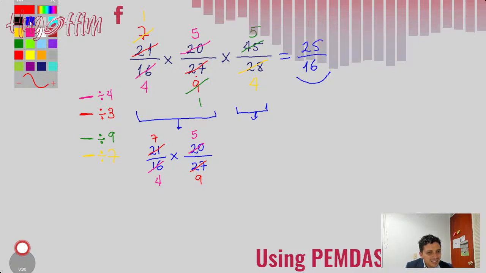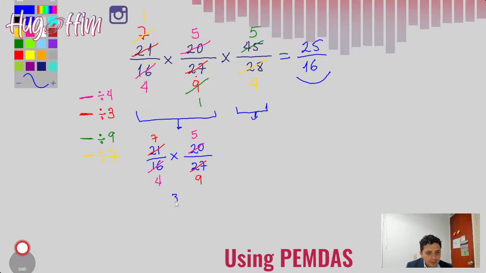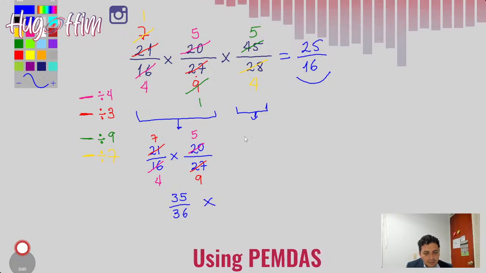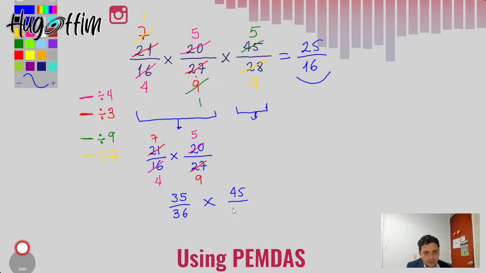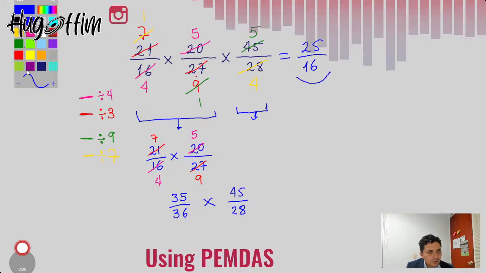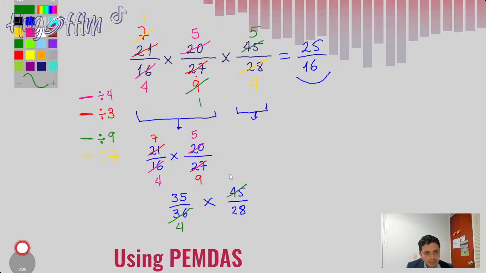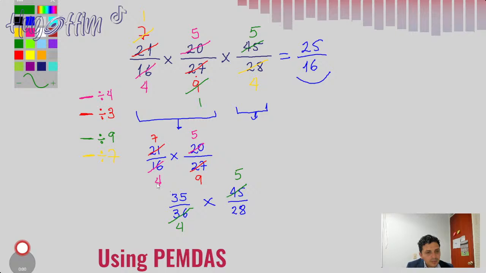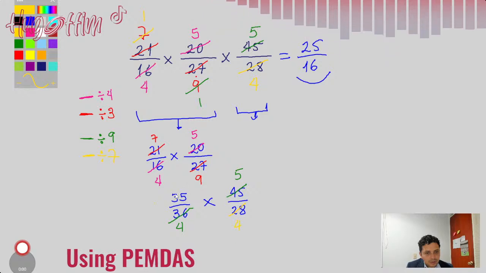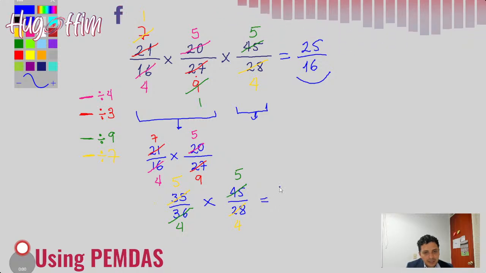Look. So imagine that I'm doing just the first fractions, then multiplying by the other. 7 times 5 is 35. 9 times 4 is 36. Times, and now I'm going to use the other fraction, 45 over 28. So I'm going to divide again. So I'm going to divide by 9. 36 divided by 9 is 4. 45 divided by 9 is 5. And then divide by 7. 28 divided by 7 is 4. 35 divided by 7 is 5. You see? The answer is going to be the same.